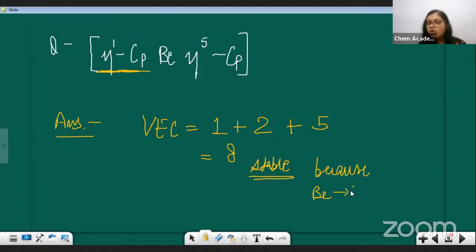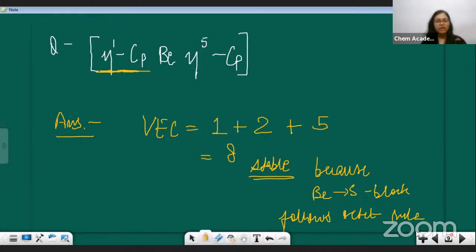Be belongs to S block. Therefore, it follows the octet rule. Be belongs to S block and it follows the octet rule, and here it is absolutely satisfying the octet rule. Here it has 8 electrons and therefore it is satisfying the octet rule, and therefore it is stable.